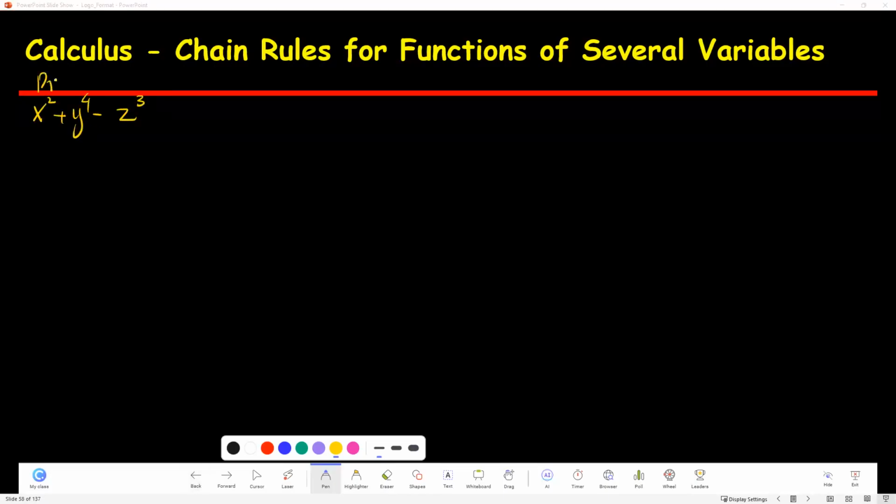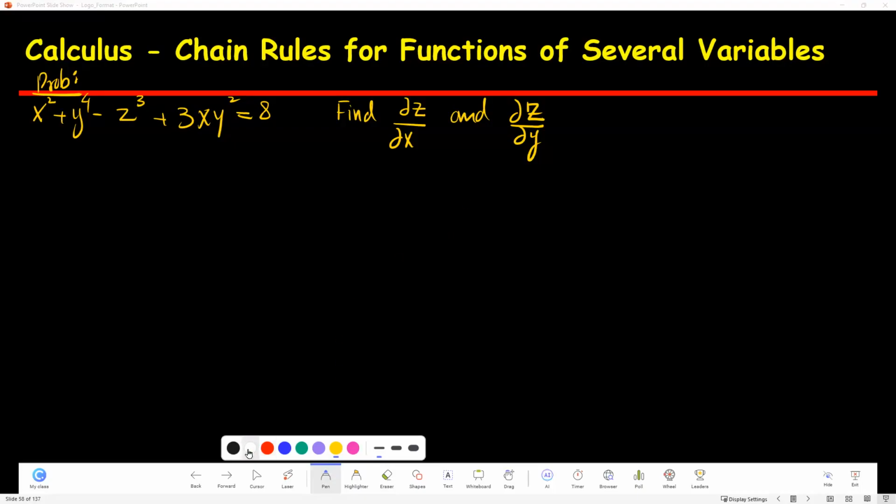This is a problem: z cubed plus 3xy squared equals 8. We need to find different kinds of partial derivatives: dz over dx, and I also need to find dz over dy.